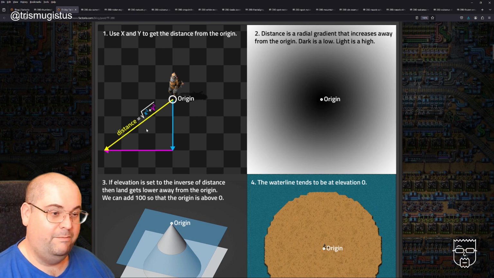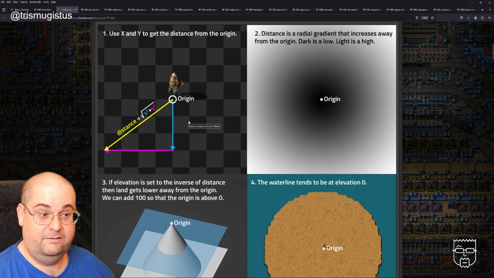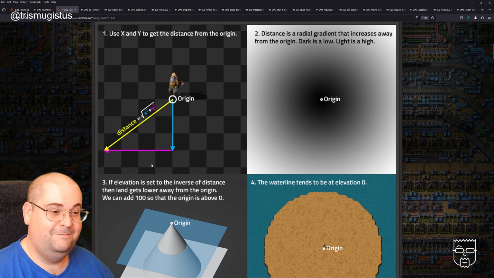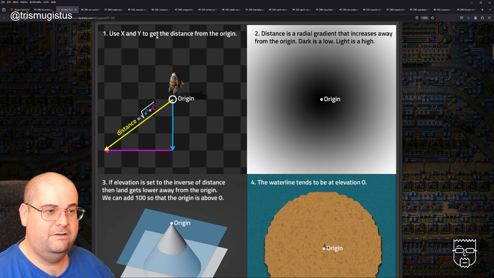And that's basically what Pythagoras' theorem is: if you draw a square on each of these sides, then for this type of triangle, these add up and they have the same area, and that's effectively what a square is. That's why it's called a square. What they're doing here then is using x and y to get the distance from the origin, so basically that.